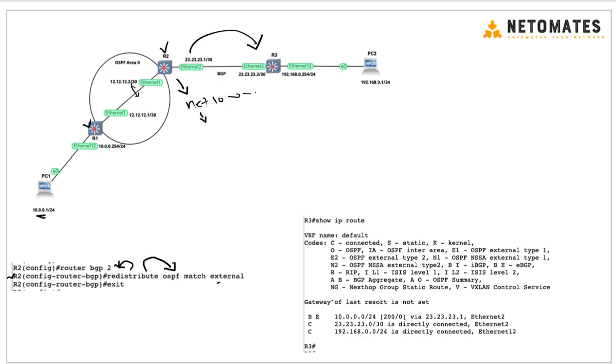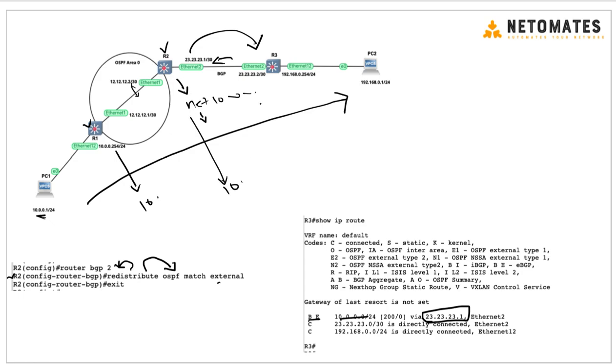So if we go to R3 now, we should be able to see the BGP route. So eBGP, and we see the 10 network is here, and the next hop is 23.23.2.1. This is correct. So this way the echo request can now go from PC1 to PC2, because R1 knows about the 10 network, R2 knows about the 10 network, R3 knows about, oh sorry, this is for the reply packet. So when PC2 replies, all the routers will know how to forward to the destination IP.